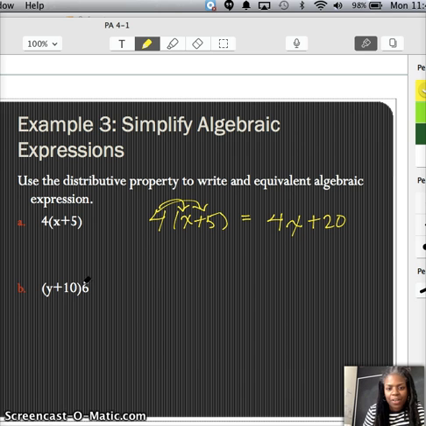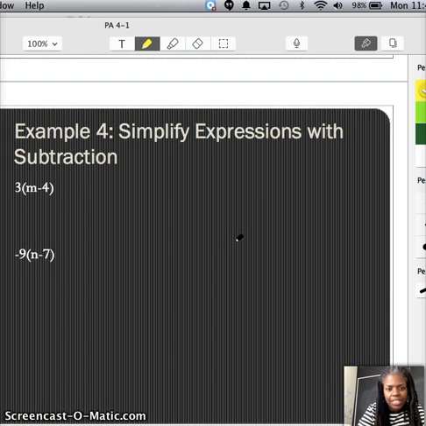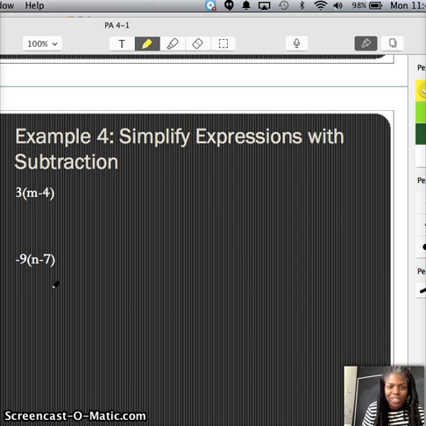Let's try this one together. So I'm going to multiply the 6 times each term within the parentheses. So I get 6y plus 60. Let's see if we have another example that might be fun to do, or sort of fun, right?